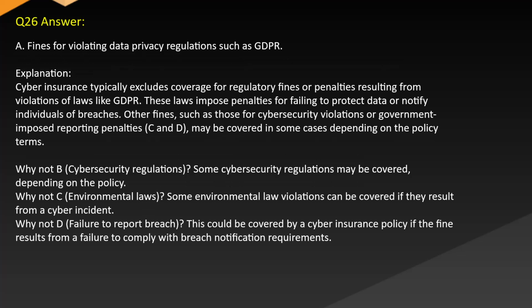Answer A. Fines for violating data privacy regulations such as GDPR. Explanation. Cyber insurance typically excludes coverage for regulatory fines or penalties resulting from violations of laws like GDPR. These laws impose penalties for failing to protect data or notify individuals of breaches. Other fines, such as those for cybersecurity violations or government-imposed reporting penalties, C and D, may be covered in some cases depending on the policy terms.